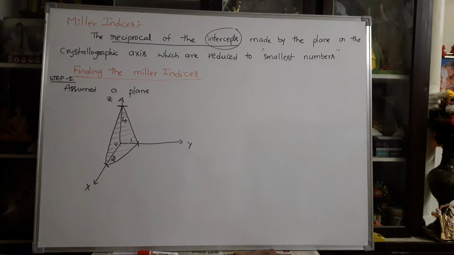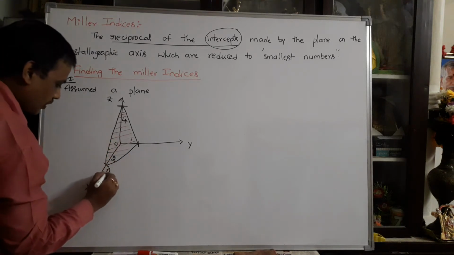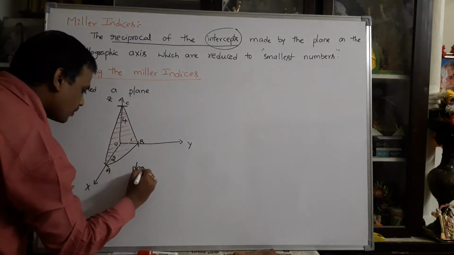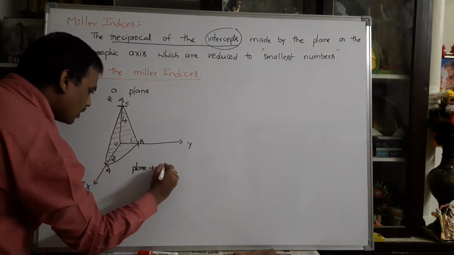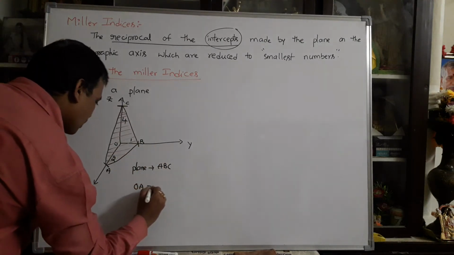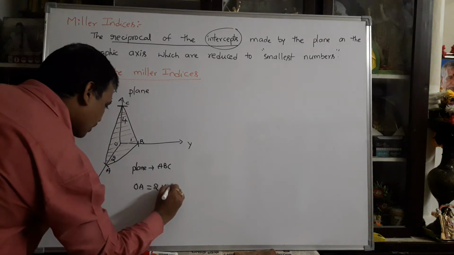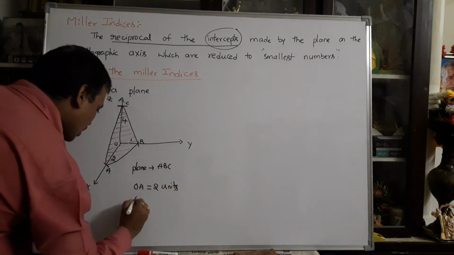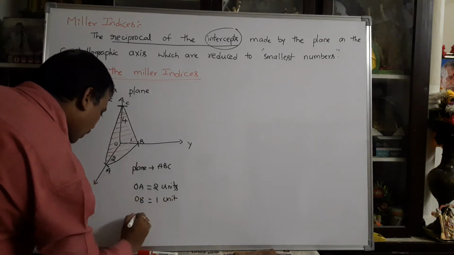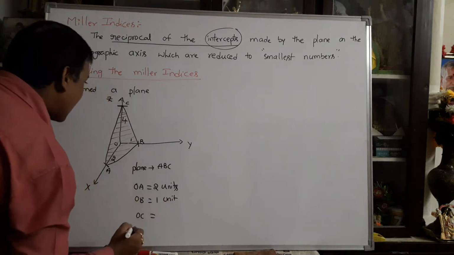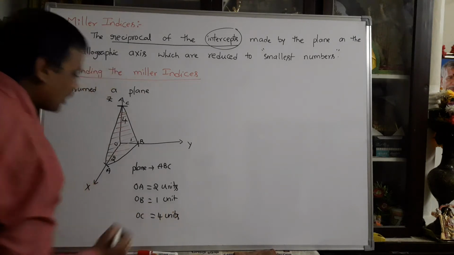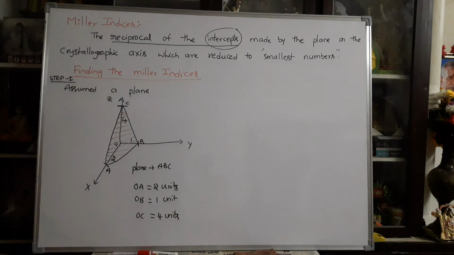According to our step number 1, I am taking the plane as A, B, C. According to the example, the OA value can be taken as 2 units. I am not giving the units, so I am just taking units. And the OB value can be taken as 1 unit. And the OC value, how many units am I taking here? 4 units are taken. So that is the assumed plane.